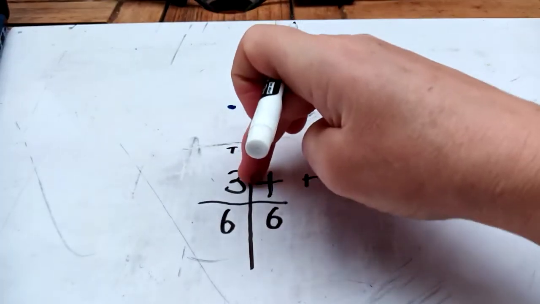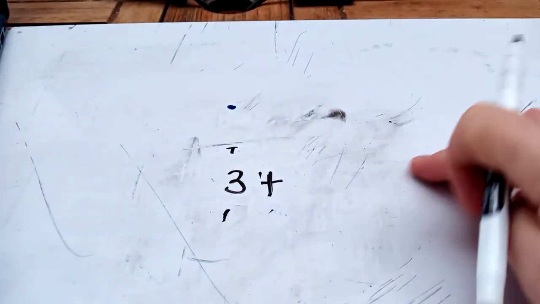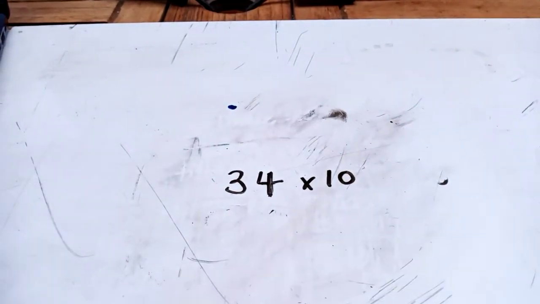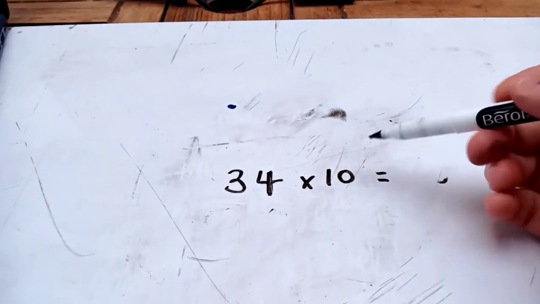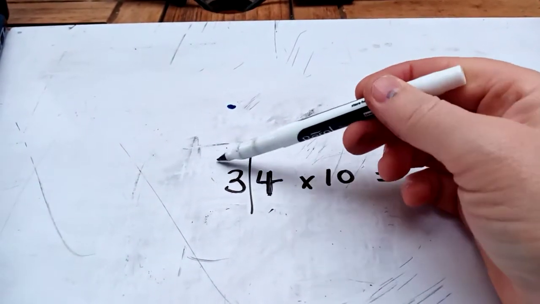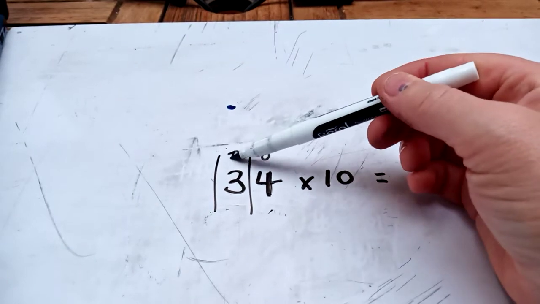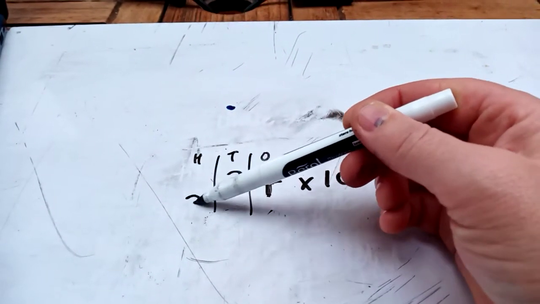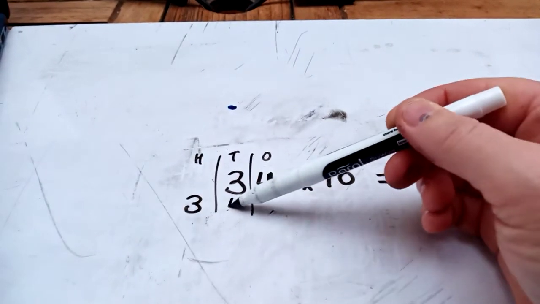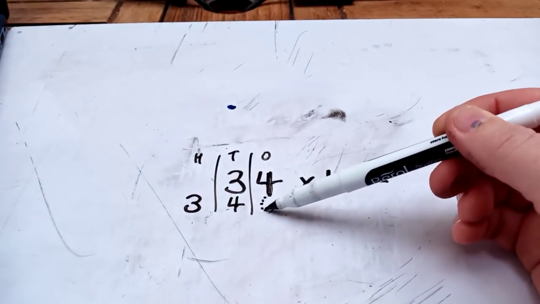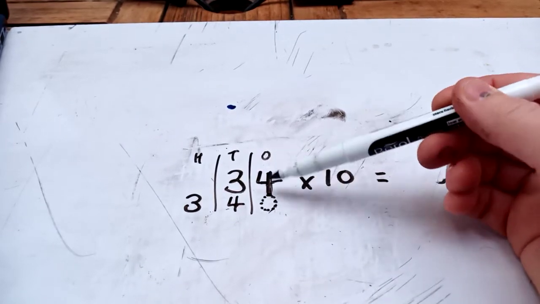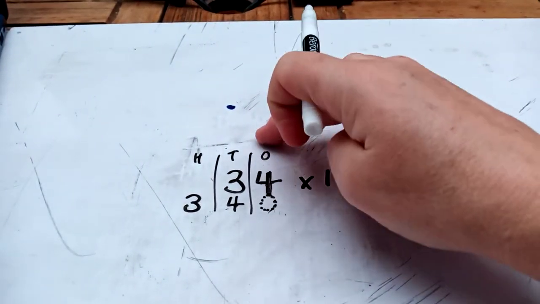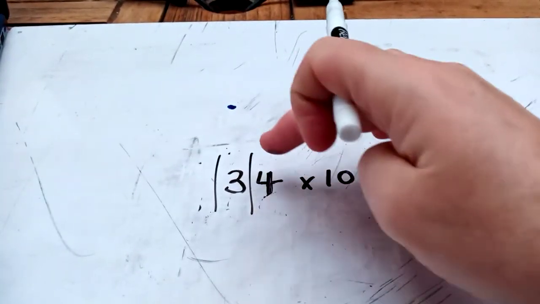Right, let's go back to our 34. Poor fella. If we asked what 34 times by 10 would be, well, that's easy peasy, because we move the digits one place across. So that's 0, that's ones, that's tens, that's hundreds. The 3 tens becomes 3 hundreds. The 4 ones becomes 4 tens, and we use a placeholder in the ones. So it's 340. Do you remember doing that? Awesome.